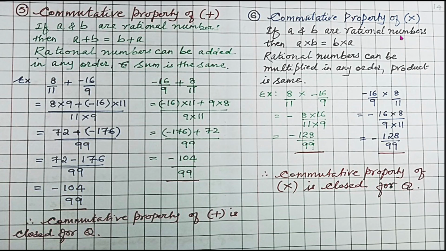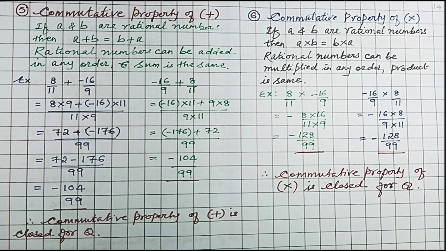If A and B are rational numbers, then A cross B, that means A multiplied by B is same as B multiplied by A. That means rational numbers can be multiplied in any order, the product is the same. Let us take an example. 8 by 11 is a rational number, minus 16 by 9 is another rational number. When we multiply the two rational numbers, we get minus 128 by 99. So also minus 16 by 9 into 8 by 11, I get minus 128 by 99. Therefore, the commutative property of multiplication is closed for a set of rational numbers.